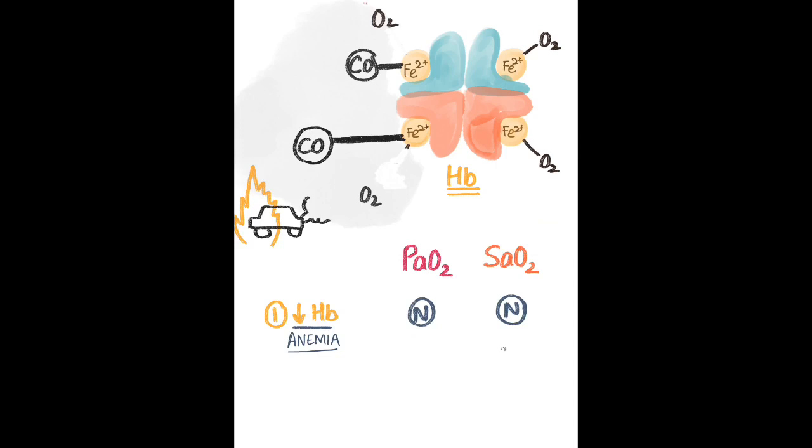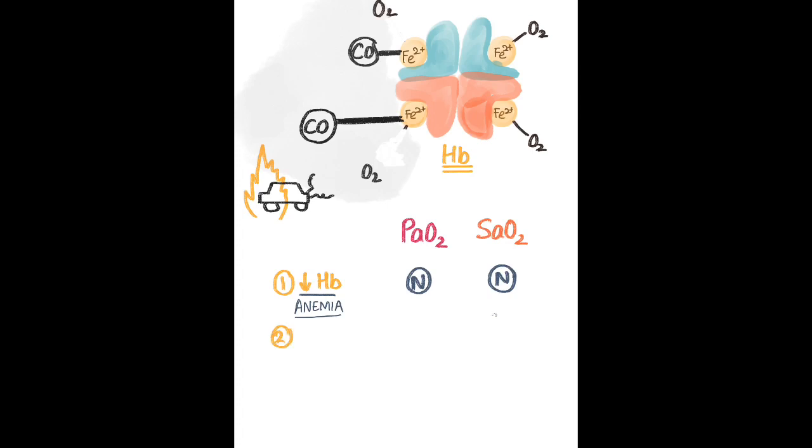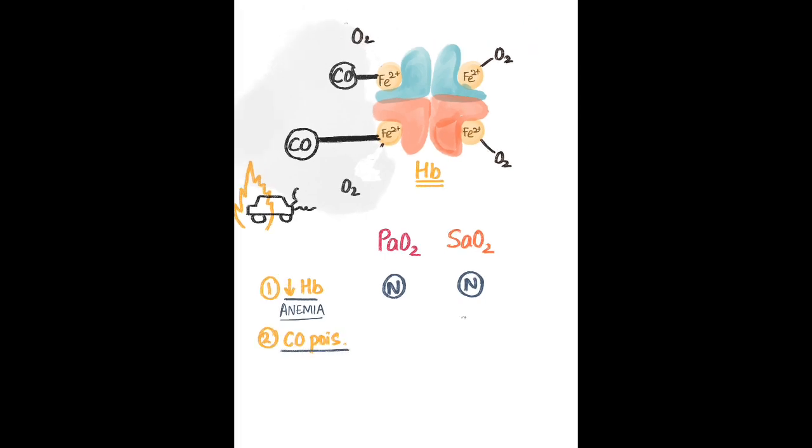Now, as you can see in this scenario, we have enough oxygen in the blood. So the partial pressure of oxygen is totally normal. But the saturation, that is the attachment of oxygen to the hemoglobin molecule, has reduced because the carbon monoxide has displaced it. And therefore, the saturation would go down.